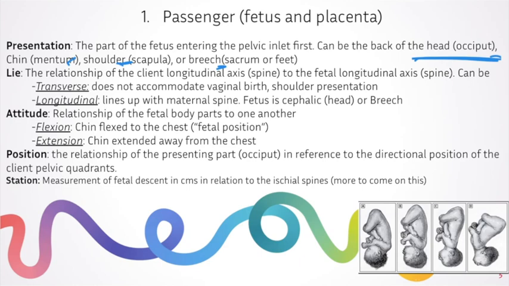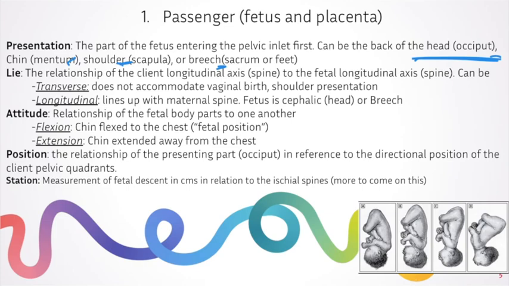All right, now let's talk about the fetal lie. So fetal lie is the relationship of the client's spine to the fetal spine. Basically, do the spines line up is what all those fancy words mean. In a perfect world, the fetus's spine and the client's spine are exactly lined up. That is called a longitudinal lie, okay?